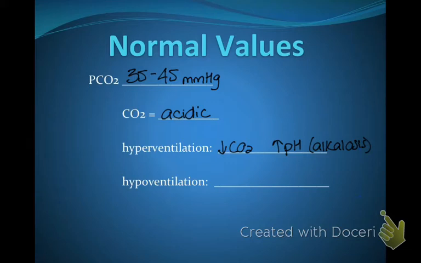Hypoventilation means our respiratory rate is down. That means we're not breathing as much. If we're not breathing as much, we're not blowing off as much CO2, so our CO2 is going to go up. And because CO2 is acidotic, increased CO2 relates to an acidotic state.